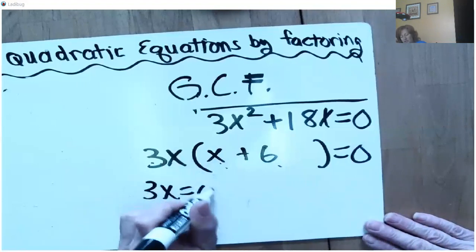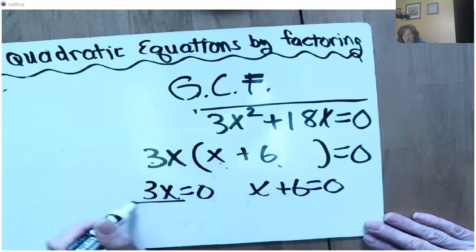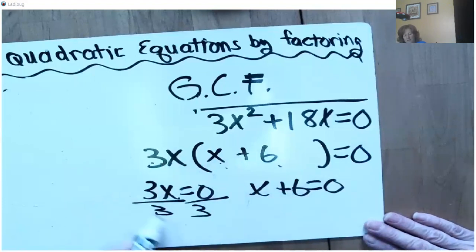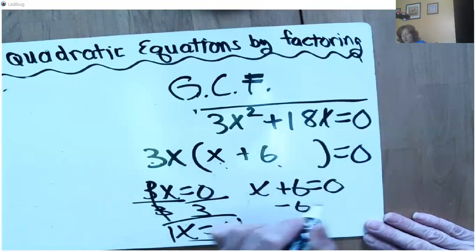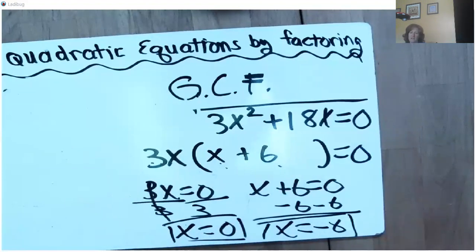Make your little equations and then solve each one. So when I divide by 3, x is 0. And when I subtract 6, x is negative 6. Okay?